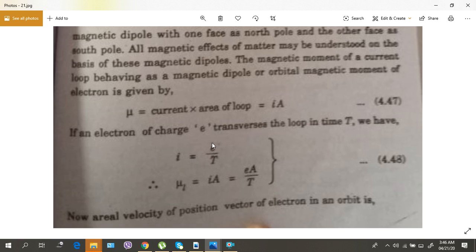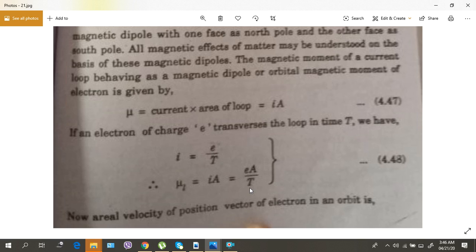So here we have electron, so we write E. If an electron of charge E traverses the loop in time t, we have Q is equal to E, I is equal to E by T. So putting this value of I in equation 4.47, we have mu L is equal to IA, and that is EA over T. Now here we discuss the areal velocity of electron.